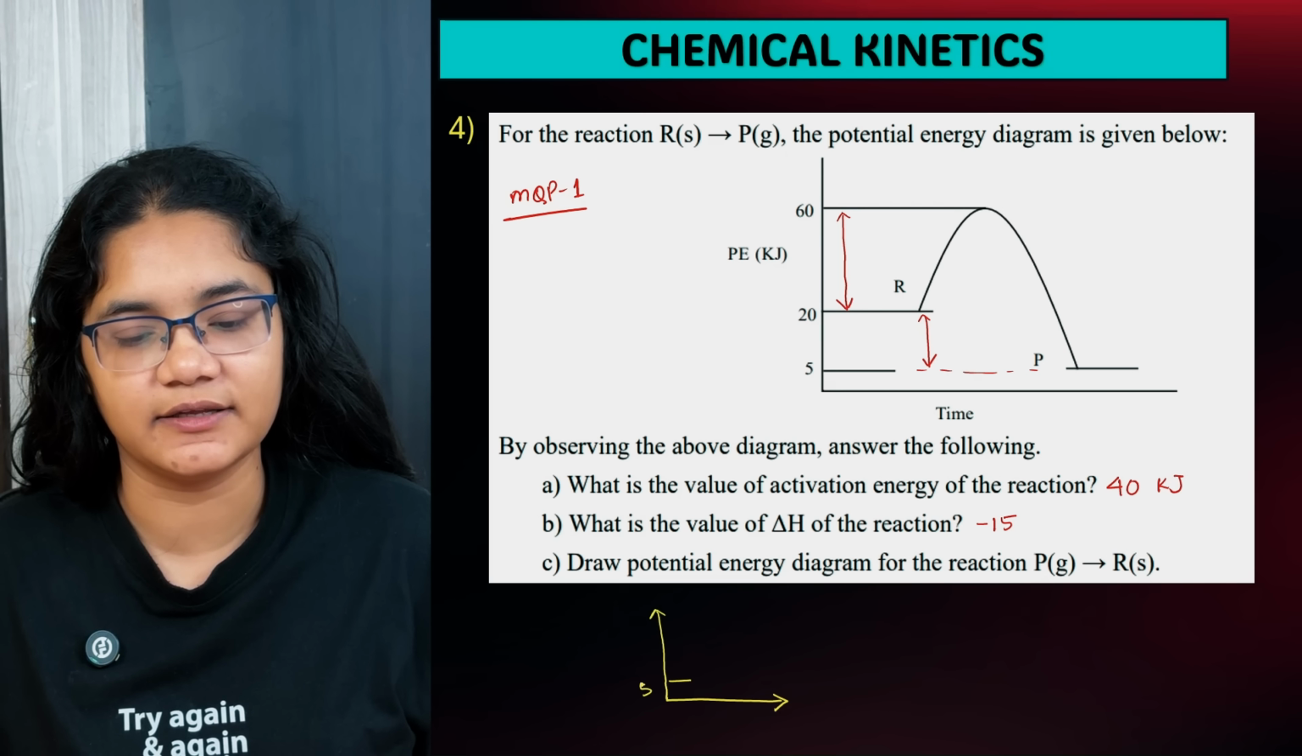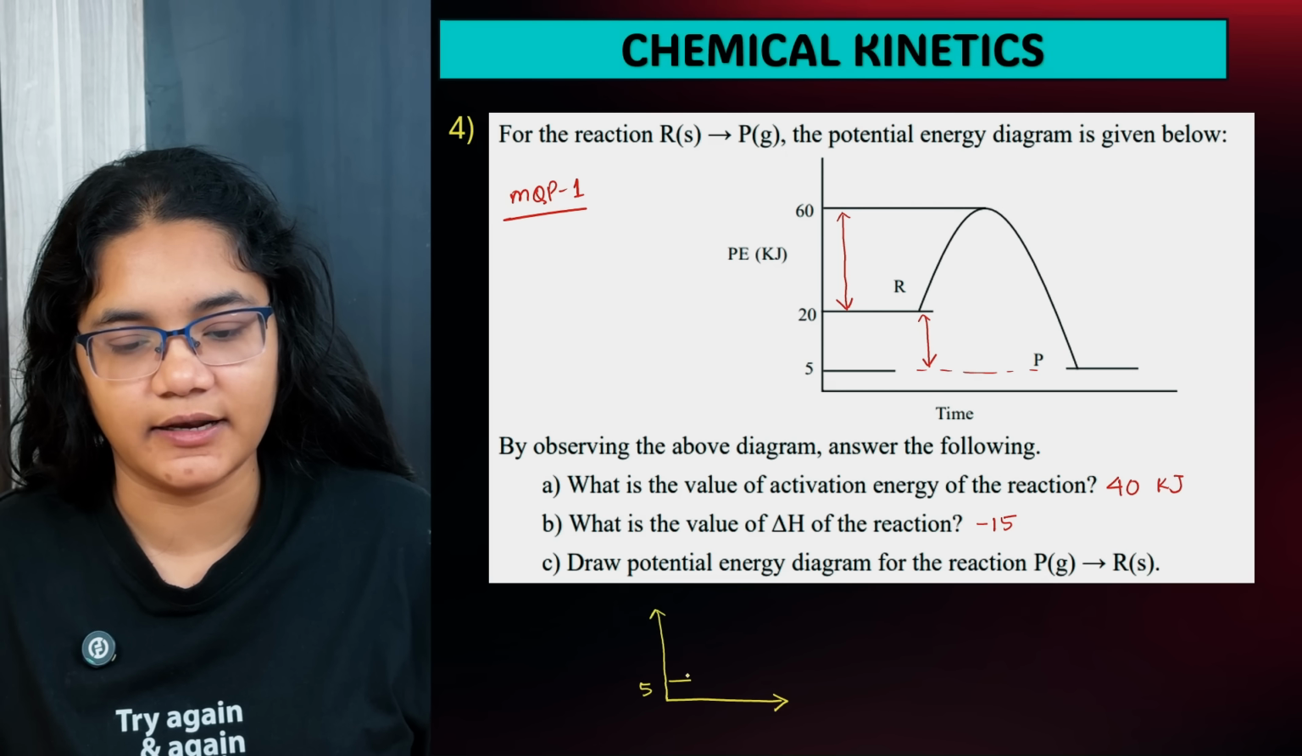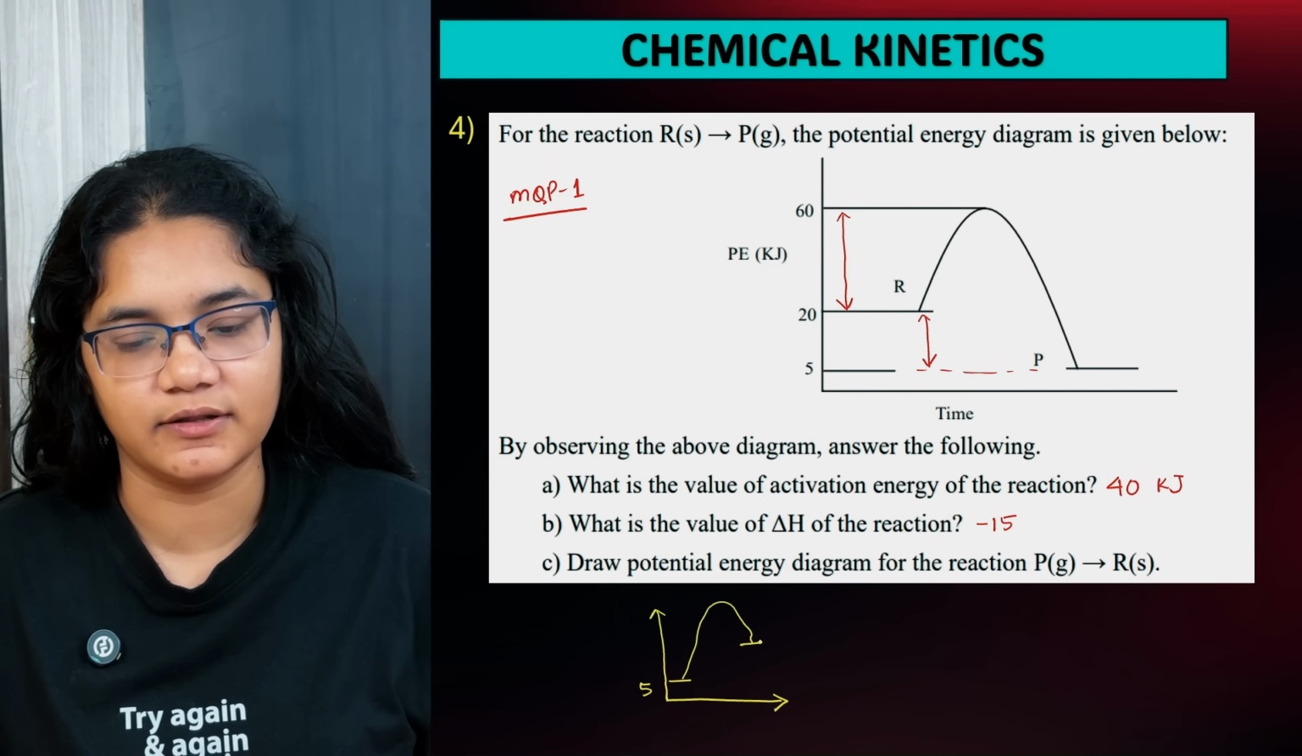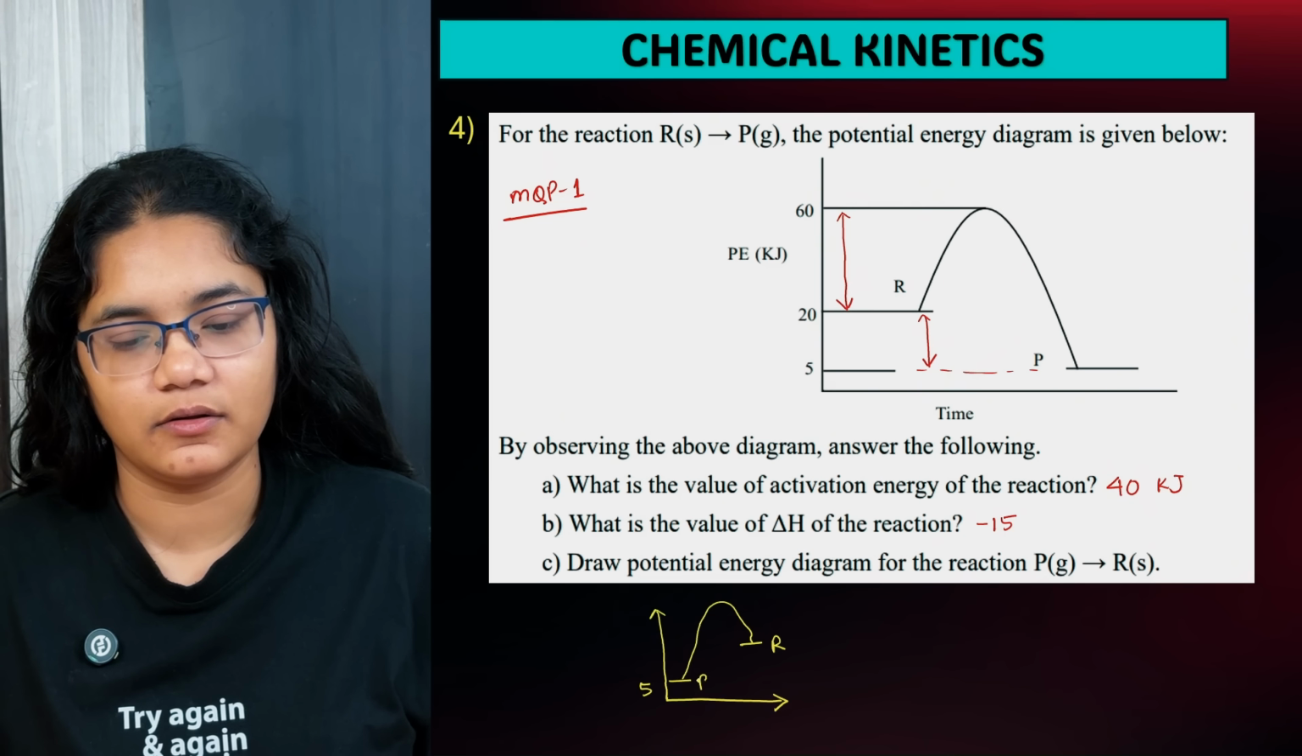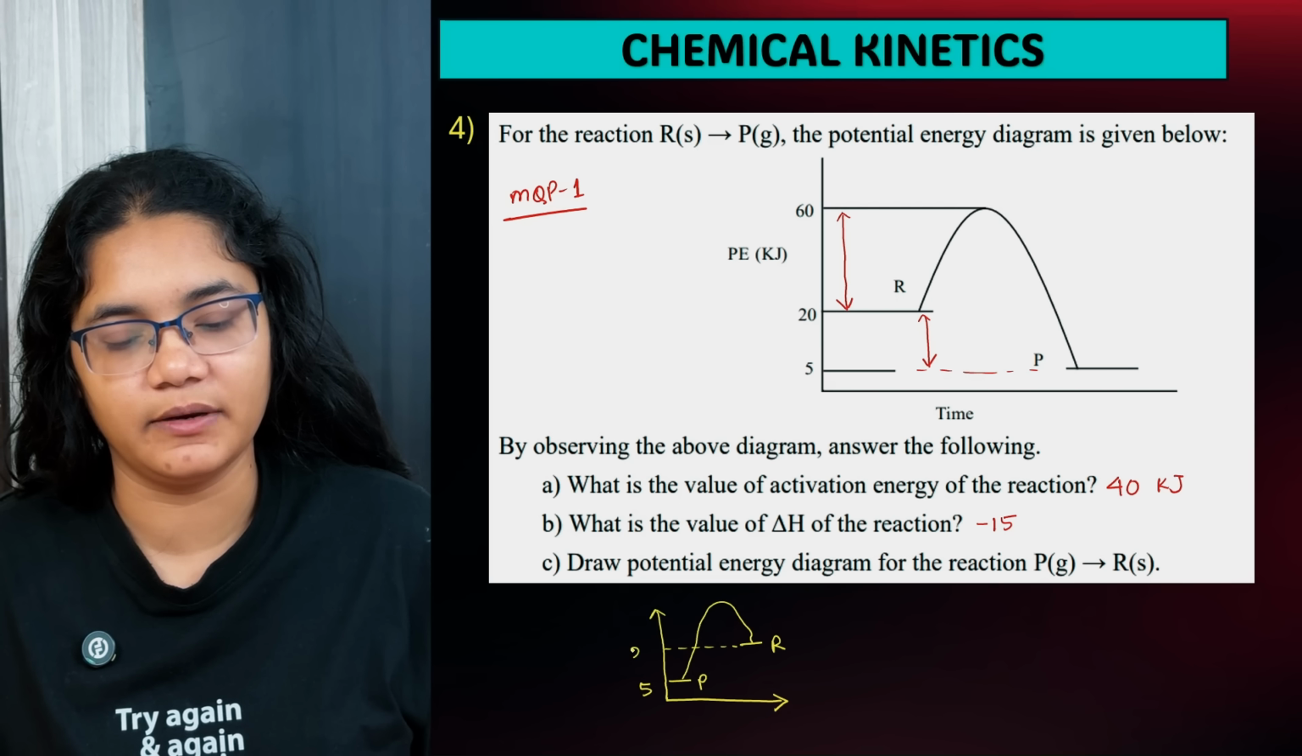So energy of P is 5. Okay, and the energy of R is 20. Okay, this is R here, and this value will be 20.